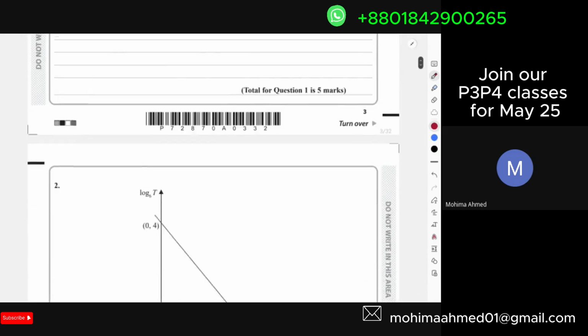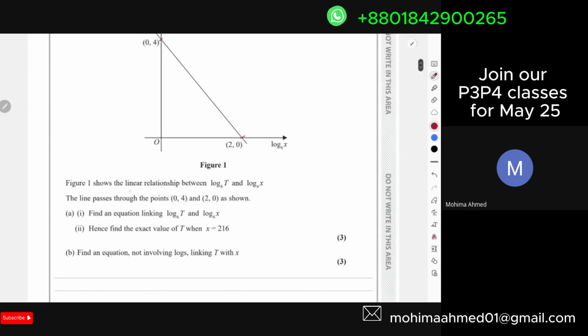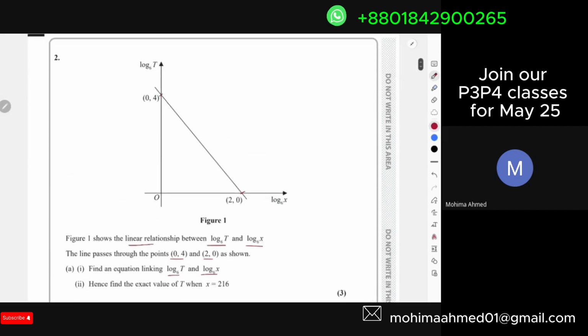If I move on to question 2, there we have seen log 6 t and log 6 x, and we have a graph for this. The graph intersects the y-axis and x-axis and shows a linear relationship for t and x, and the graph passes through these points. Find an equation for this. This is just y equals what?